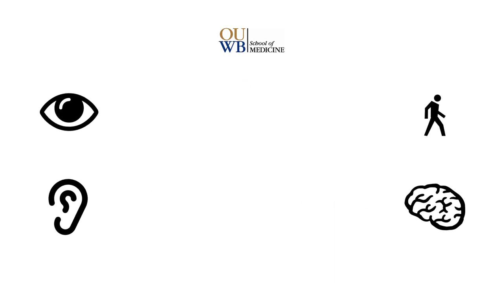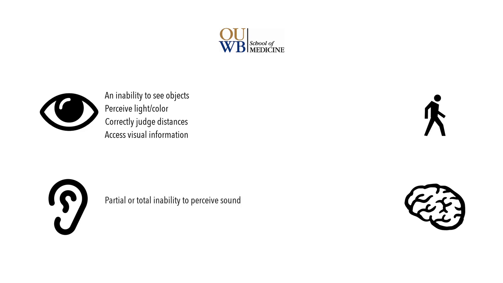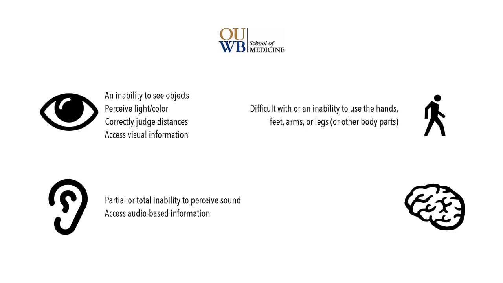Visual disabilities can cause an inability to see objects, perceive light or color, correctly judge distances, or access information in visual media like print, images, or video. Auditory disabilities can cause partial or total inability to perceive sounds and access audio-based information presented in media. Mobile disabilities can cause difficulty with or inability to use the hands, feet, arms, or legs.